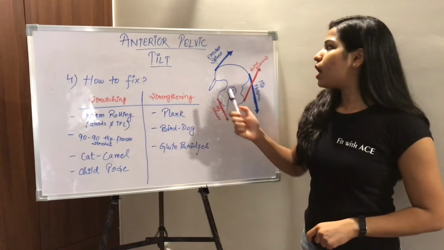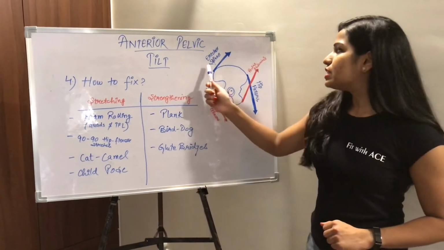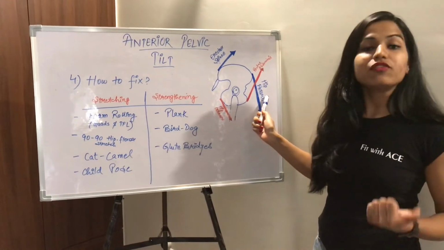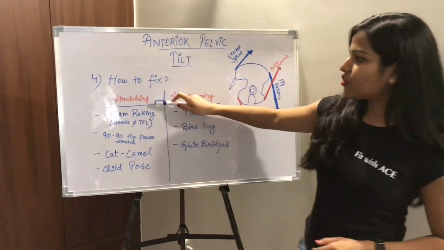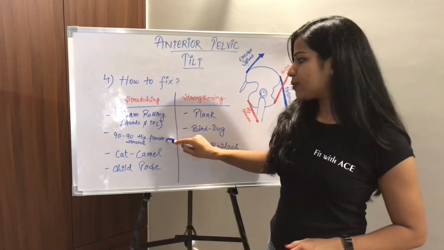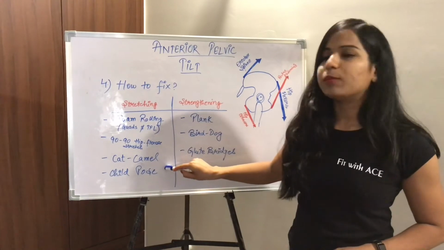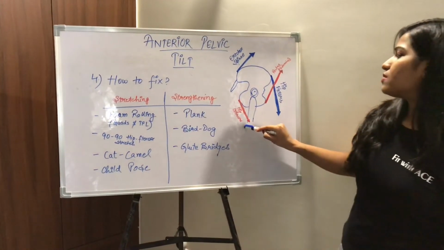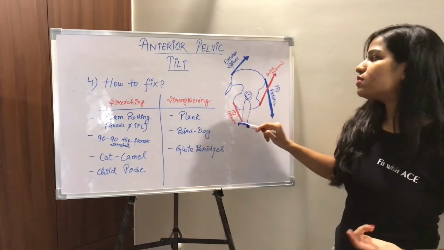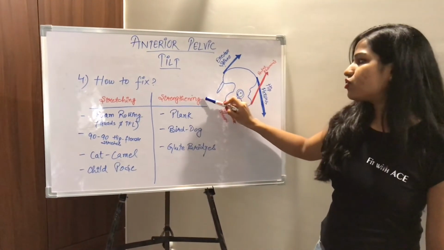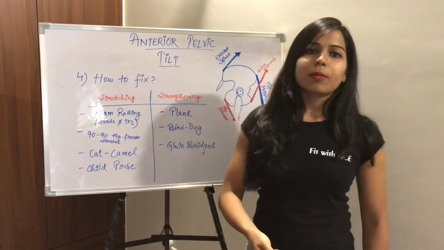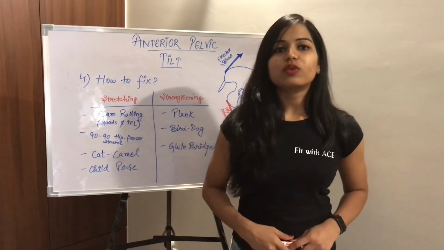Looking at the diagram, out of the four major muscles acting on the pelvis, these two, that is the erector spinae and hip flexors, are the muscles which are tighter in this condition and we need to stretch them regularly. The stretching exercises are the following: foam rolling on your quads and TFL, 90-90 hip flexor stretch, cat camel and child pose. Now talking about the muscles which are weaker in this condition, that is hip extensors and rectus abdominis, these muscles need to be strengthened regularly, and the strengthening exercises are plank, bird dog and glute bridges. Now in the next segment, we will see the movements and posture for all these exercises.